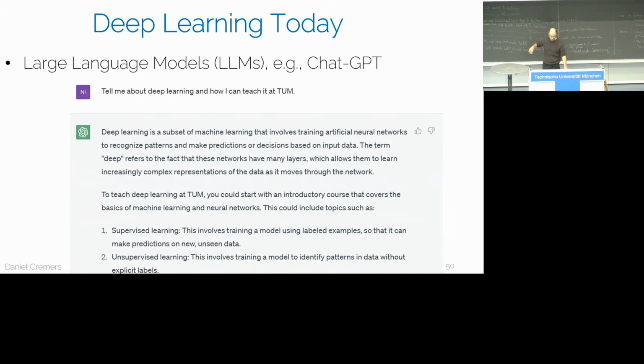If you tried ChatGPT, who has not tried ChatGPT? Really? She hasn't tried it. Why not? You don't have a computer at home.